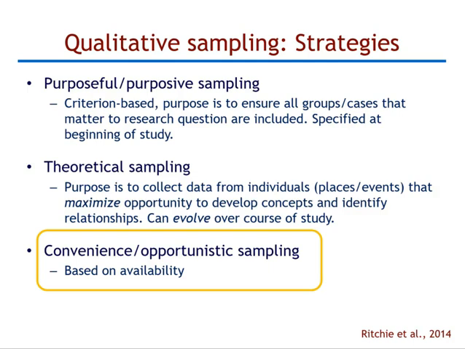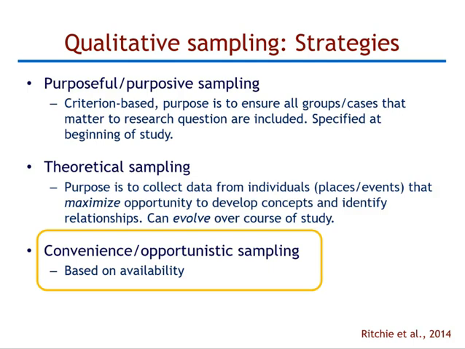Convenience sampling generates really limited conclusions because you almost definitely have not included all of the relevant people or all of the relevant cases in your sample. But it can be a useful strategy in the early stages of data collection, or maybe in a pilot study, maybe to help you test your data collection method before using a more robust strategy like purposeful or theoretical sampling.